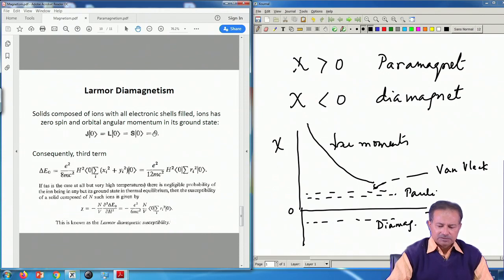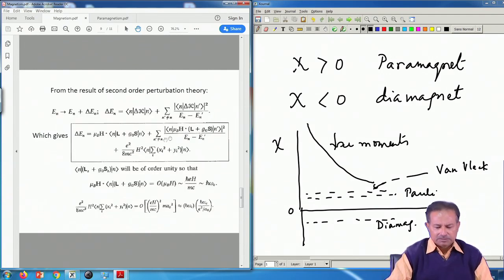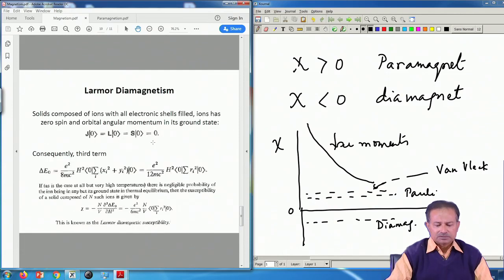But then there is absolutely no moment sitting at the atoms. Electrons have no moment, total moment is 0. So this is a situation where your first term vanishes. The second term will also vanish, because L and S are 0. So then one has only the last term to contend with. This last term is proportional to h square already. So this will give me a minus sign, and look at it, all terms here are positive, quadratic square terms. So there is no way this term can give you a negative value.